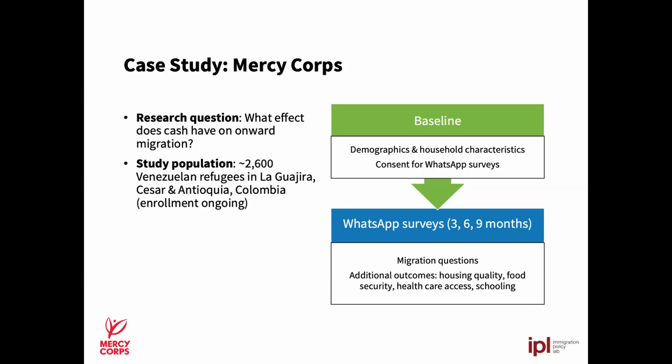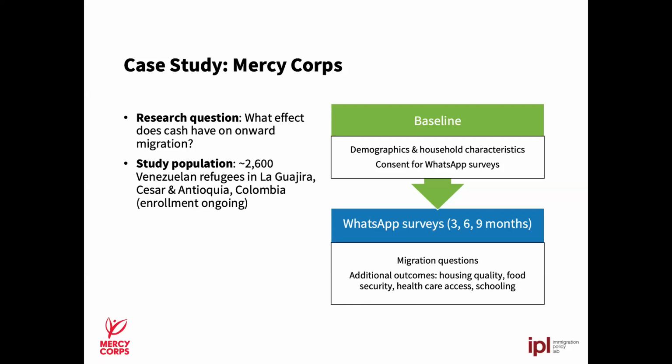So in the initial intake or enrollment process, we included a set of consent questions or messages to ensure that people actually consented to receiving these additional WhatsApp survey questions from us in the future. And we also included our general demographic and household questions that establish eligibility. And then in our 3, 6, and 9 month post-enrollment surveys, we included questions about migration that we were interested in, as well as additional outcomes, as I mentioned, related to resilience.